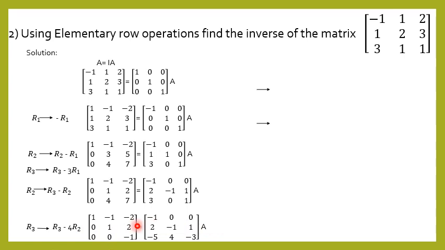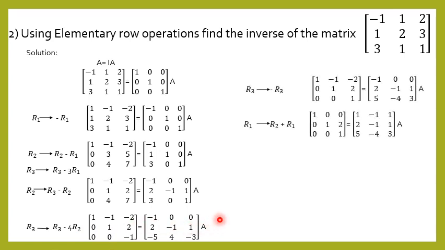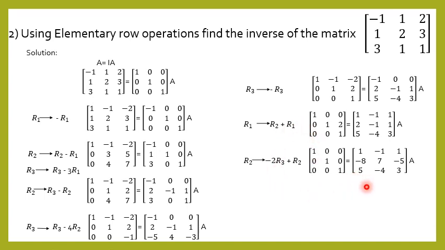So we need to convert it. Here this becomes 0 and here also this becomes 0. Using this transformation we reach like this: I equal to A inverse into A. So here the inverse of the given matrix is this. So this is the inverse of this matrix.